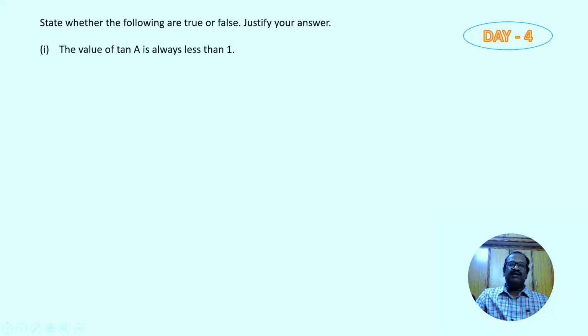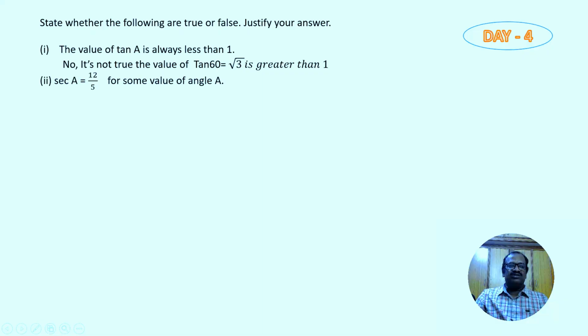However, when we came to the second exercise, we came to know that the value of tan 60 degrees is equal to root 3. Here the angle A is equal to 60. Whenever the angle A is equal to 60, it will become root 3. Root 3 is 1.732, which is greater than 1. So the statement is not true. The tan value sometimes may be greater than 1.